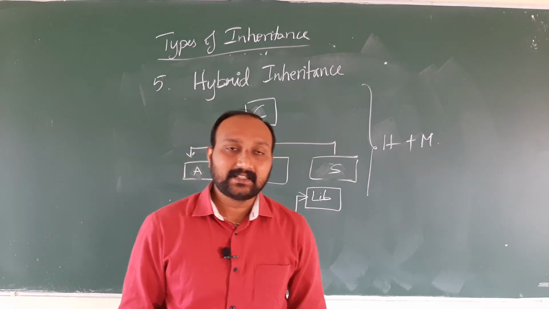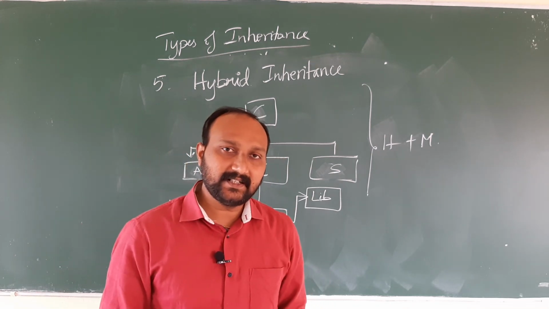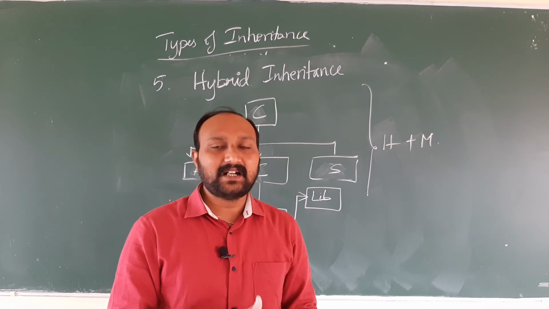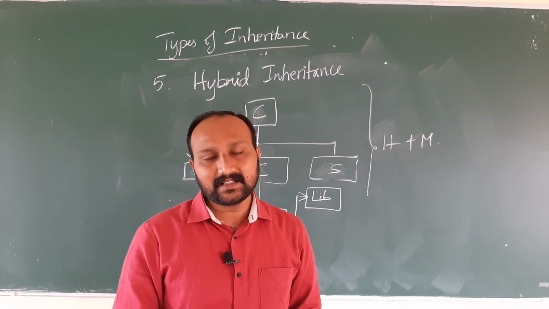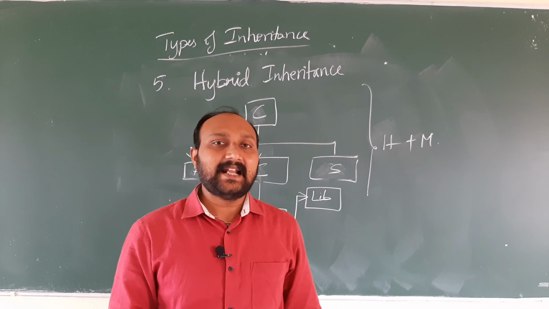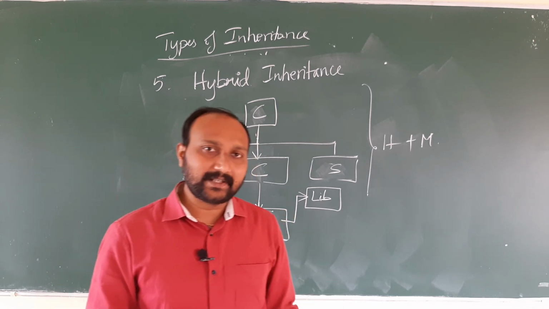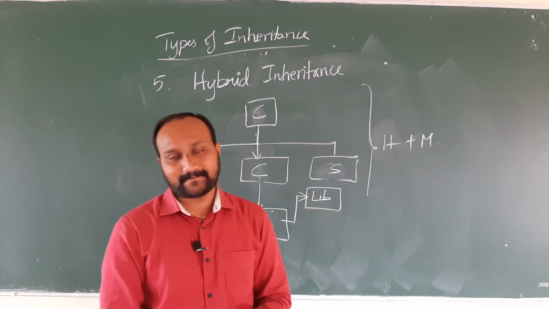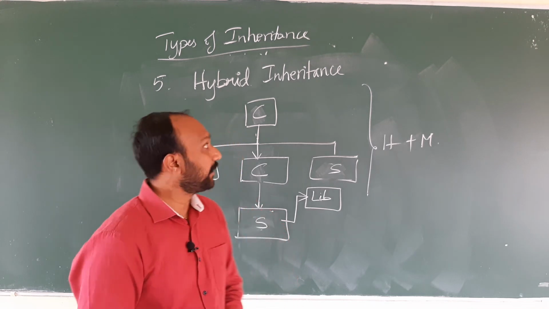So there are five different types of inheritance: single inheritance, multiple inheritance, multi-level inheritance, the fourth one is hierarchical inheritance, and the final one is hybrid inheritance. With this, I am going to end the class.